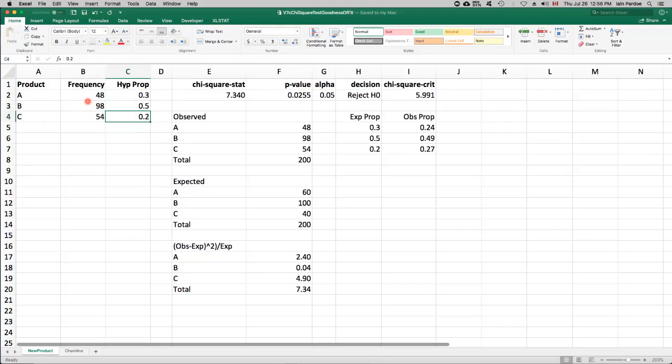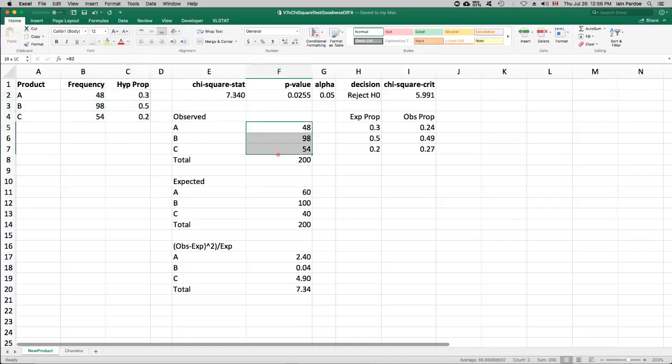The marketing research firm has asked a panel of 200 customers which of the three products they prefer, and these are the results. So 48 preferred the product from company A, 98 preferred the product from company B, and 54 preferred the new product from company C. So we can assess whether there's a change in the market share by doing a chi-squared test to compare the observed frequencies or the observed proportions with the hypothesized proportions, the historical market share.